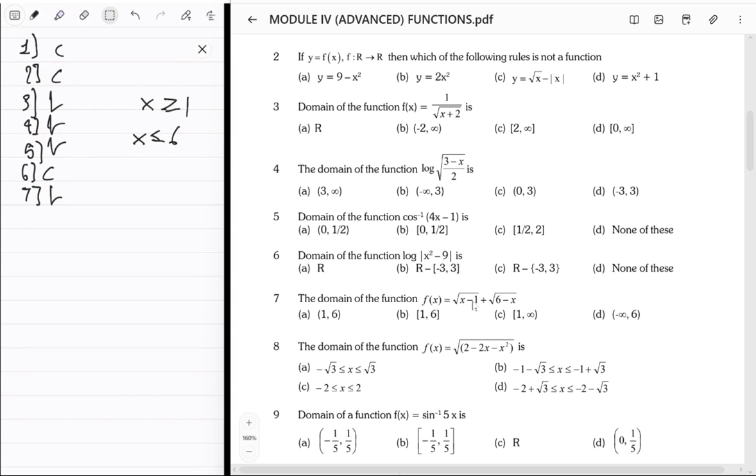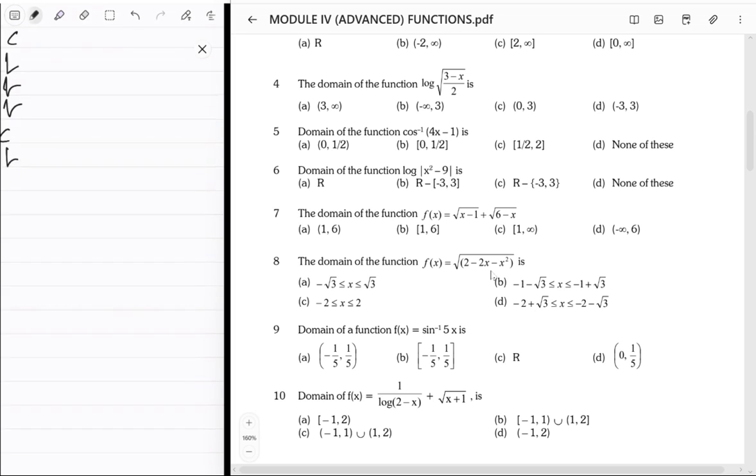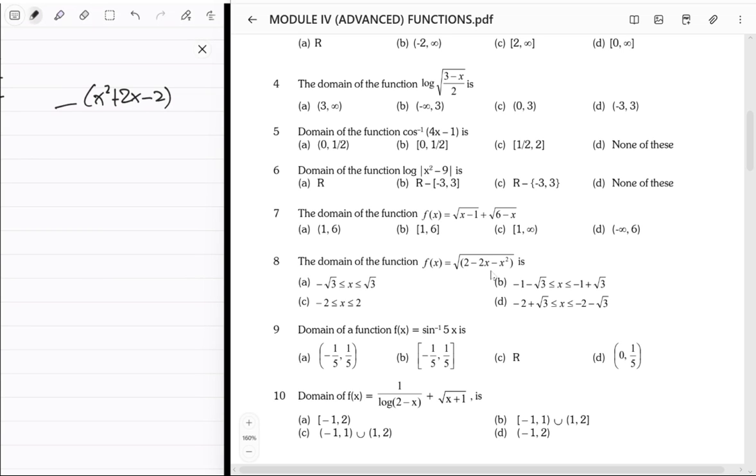Next question. Okay, the domain of the function f(x) is equal to square root of 2 minus 2x minus x squared. Factorize this out, of course. You just want to factor this out first of all. Negative, you got x squared plus 2x minus 2. That's kind of complicated, isn't it? Because you can't factor it out easily.